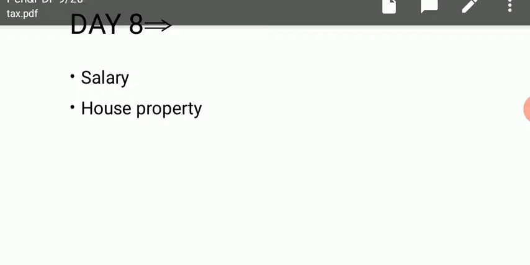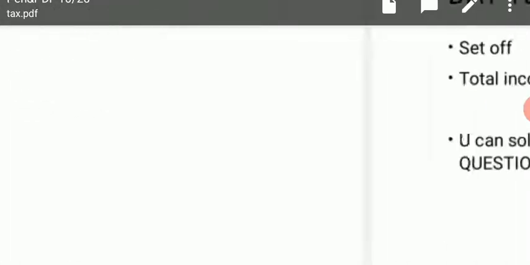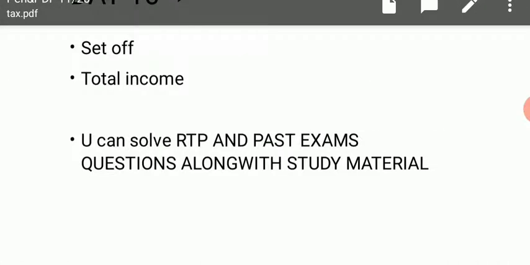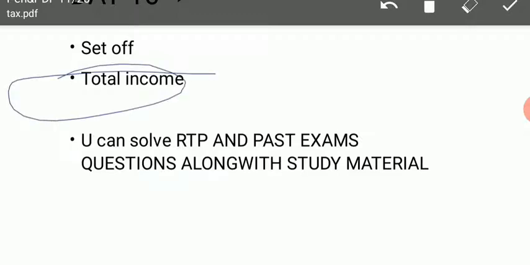Then on day number 8, salary, house property. Day number 9, deductions and clubbing. Day number 10, set off. And then you are ready to solve the total income questions.